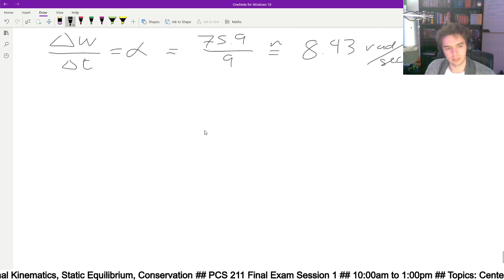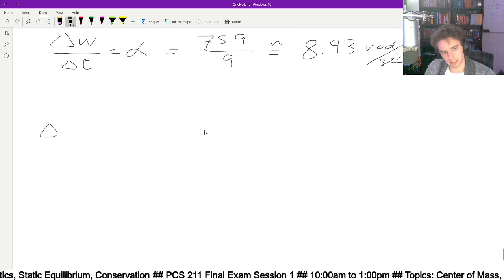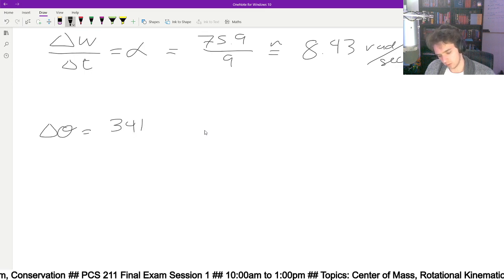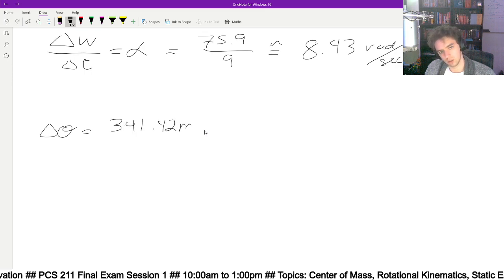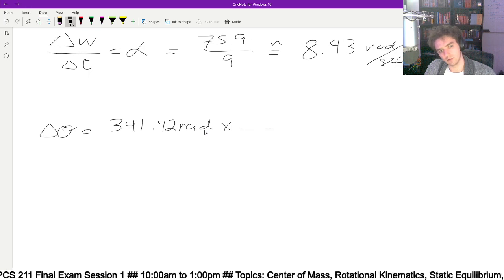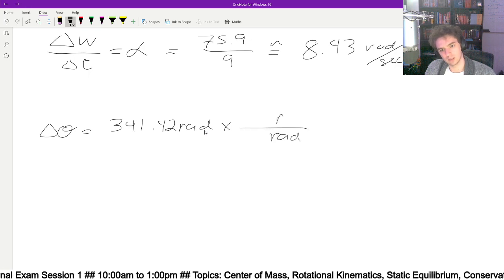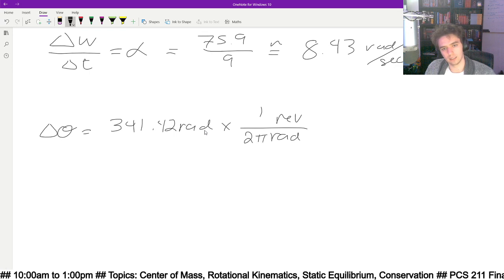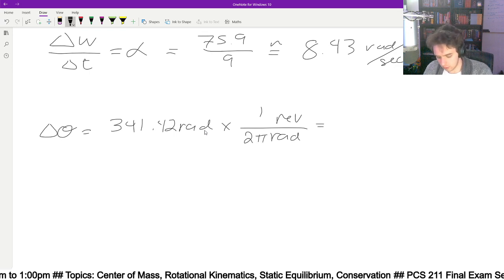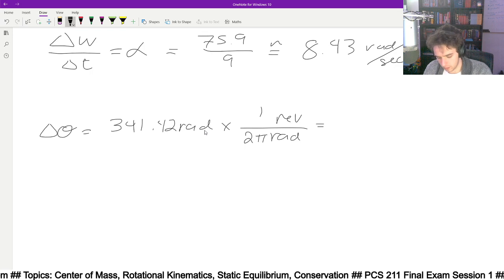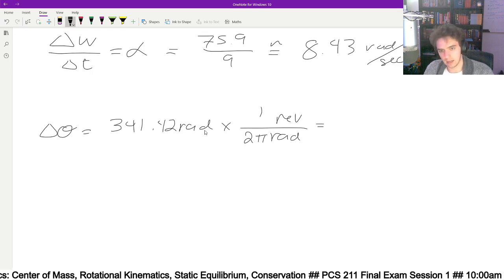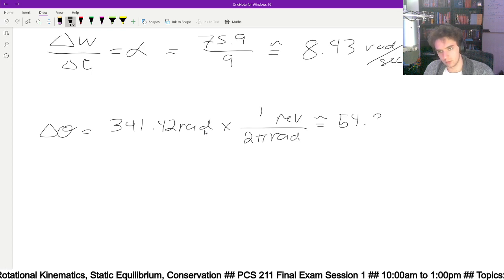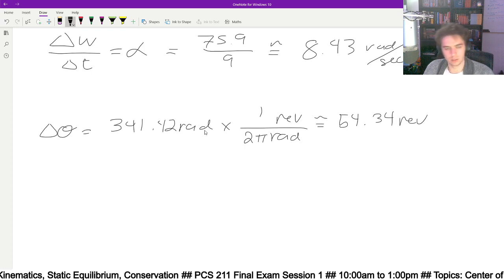To convert radians to revolutions, I'll write it over here. Delta theta equals 341.42 radians. I want to convert from radians to revolutions. So 1 revolution has 2 pi radians. So I just divide that answer by 2 pi, and I get approximately 54.34 revolutions.